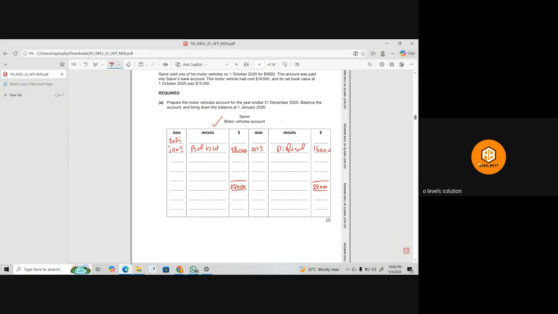Okay. So 28,000 minus 16,000. So on December 31st, we have the closing balance, which is 12,000. And this will become the opening.